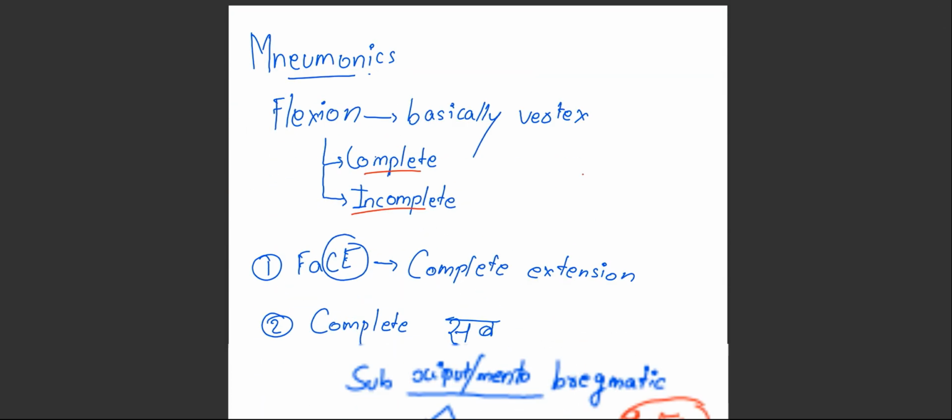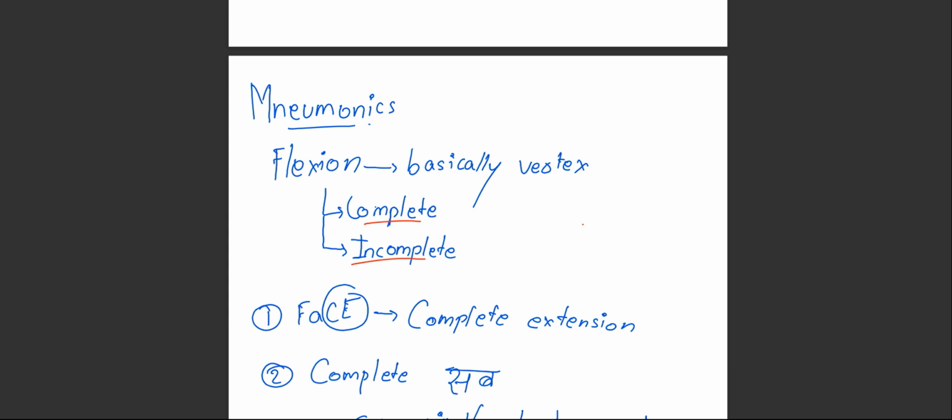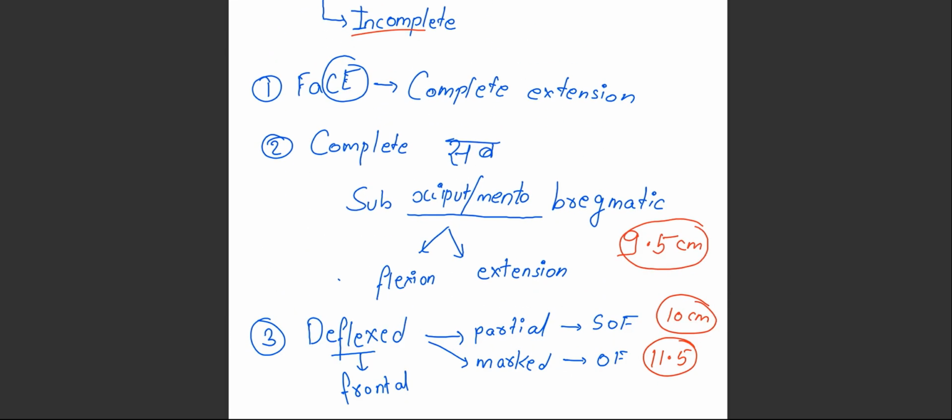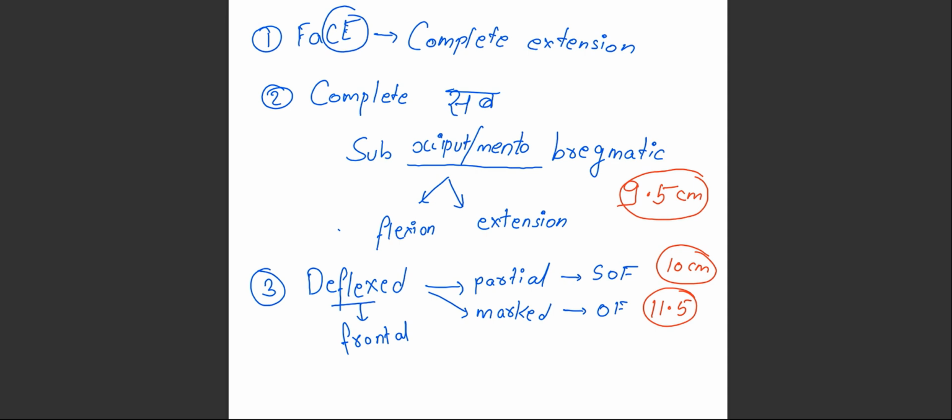Then there are some more mnemonics which you have to remember. Whenever the word flexion comes, it basically represents the vertex presentation. It will be either a complete flexion or an incomplete flexion. Whenever there is a face presentation, in the name itself, face meaning CE represents complete extension. Whenever the word extension comes, it means the face presentation, and whenever the word flexion comes, it means the vertex presentation. Then complete, in Hindi, is pura, meaning sub.